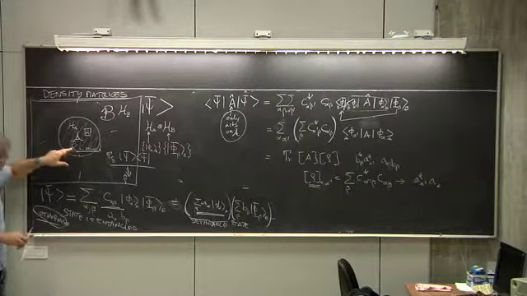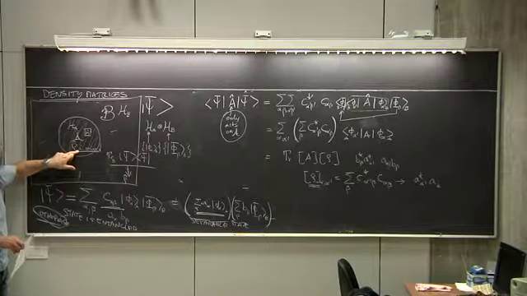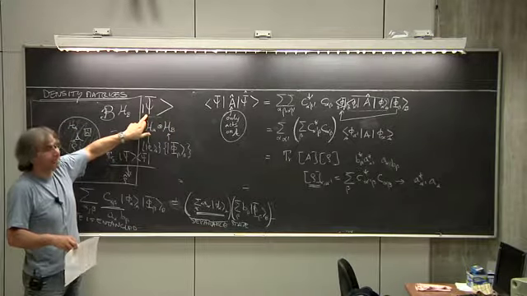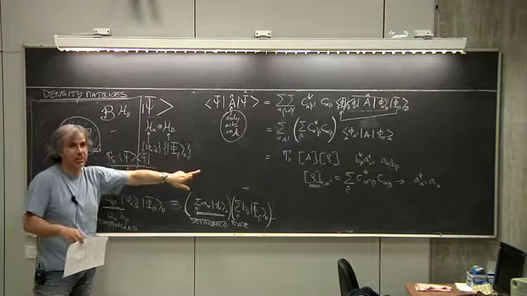So by looking only at the piece, I can trace over the rest, but the price to pay is that the state of this piece is not a pure state, unlike the full state psi, but is rather a mixed density matrix.